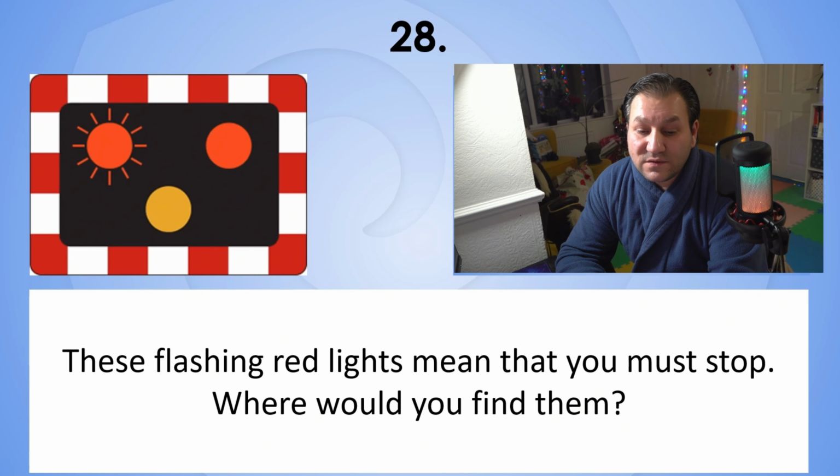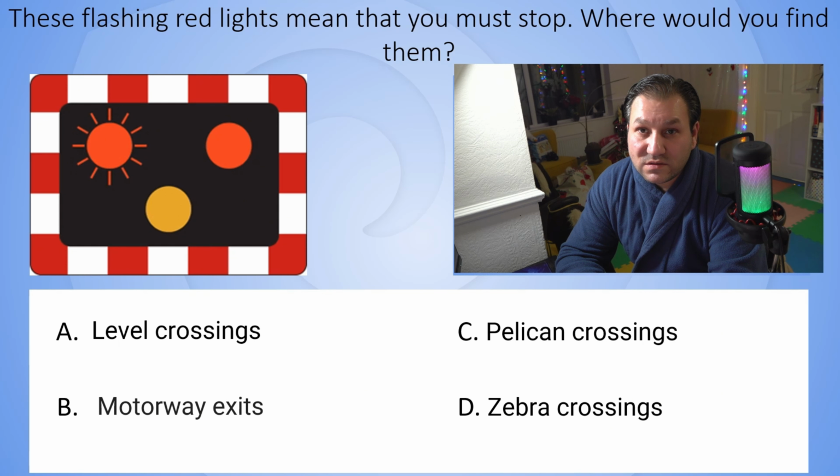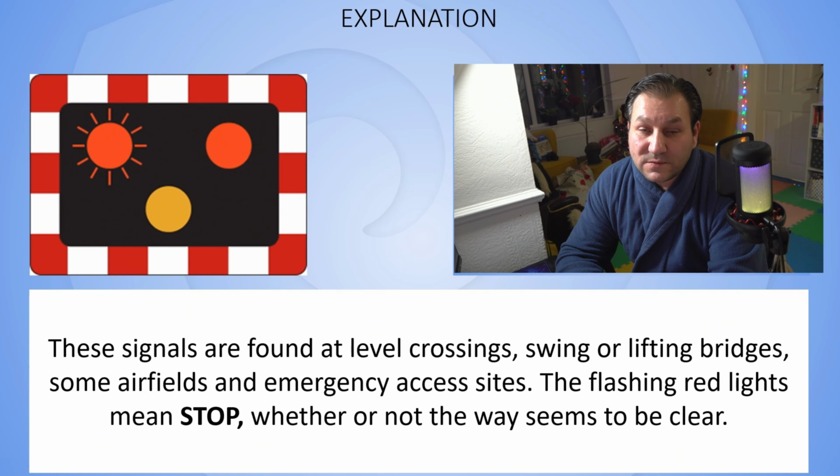28. These flashing red lights mean that you must stop. Where would you find them? A. Level crossings. B. Motorway exits. C. Pelican crossings. Or D. Zebra crossings. The correct answer is A. Level crossings. Explanation. These signals are found at level crossings, swing or lifting bridges, some airfields and emergency access sites. The flashing red lights mean stop, whether or not the way seems to be clear.